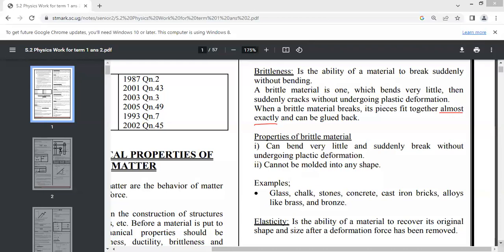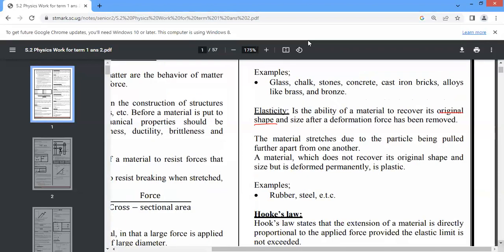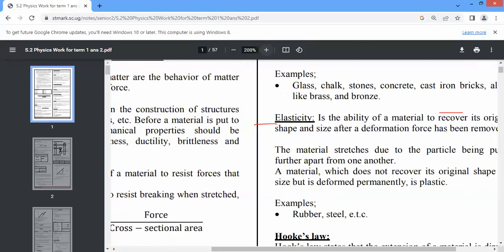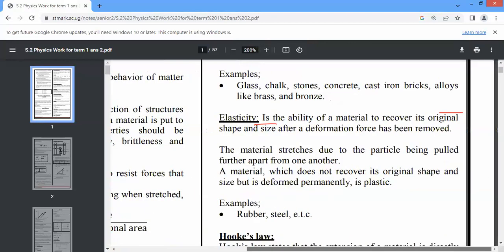Okay, if that one is done, then I want us to look at the last mechanical property of those we stated, the one which is called elasticity. Something being elastic. Can someone read for us the definition of elasticity? Someone to read for us the definition. I have many participants here. Let me see. Viola, I think your name is here. Viola, you read for us.